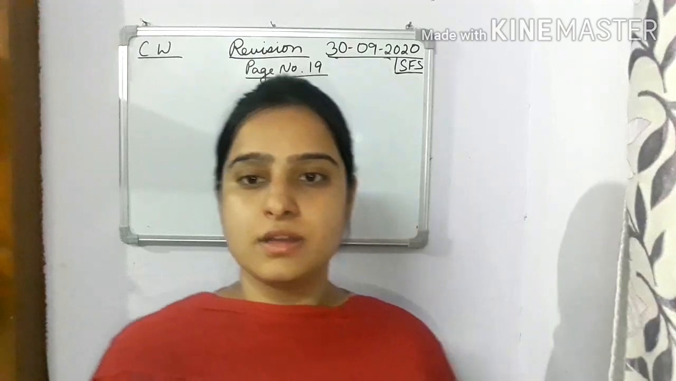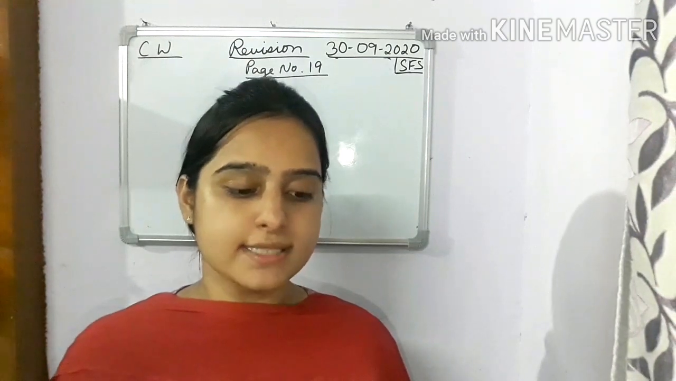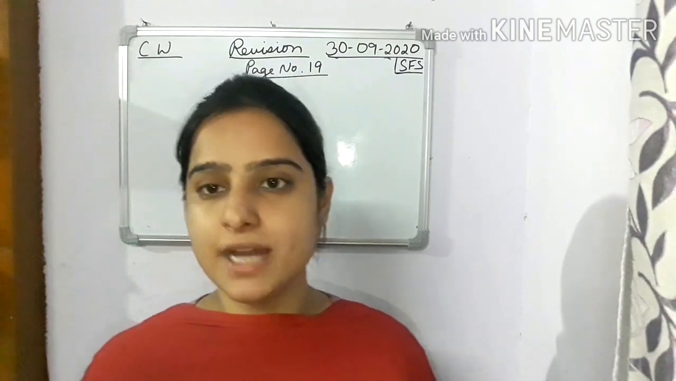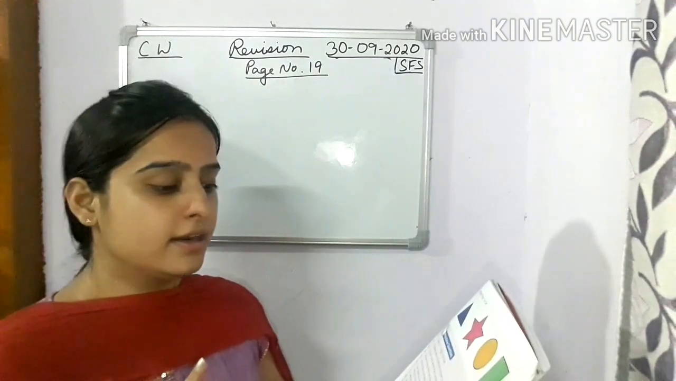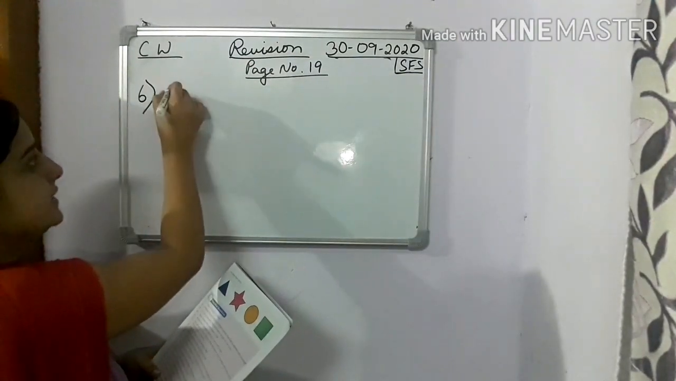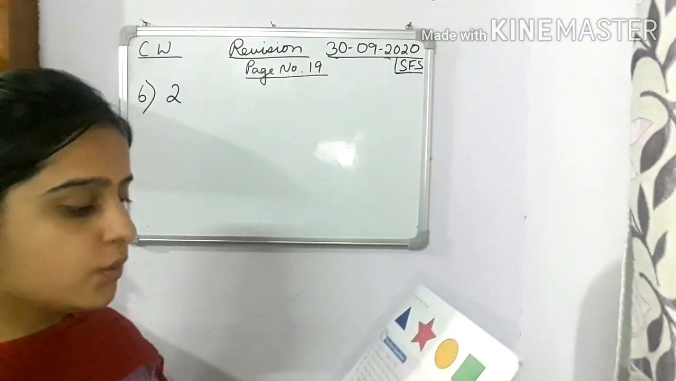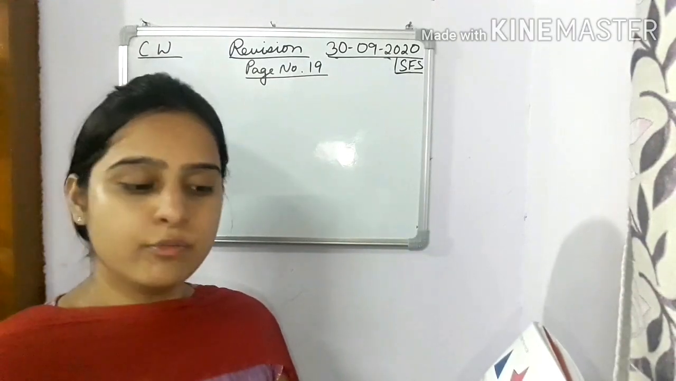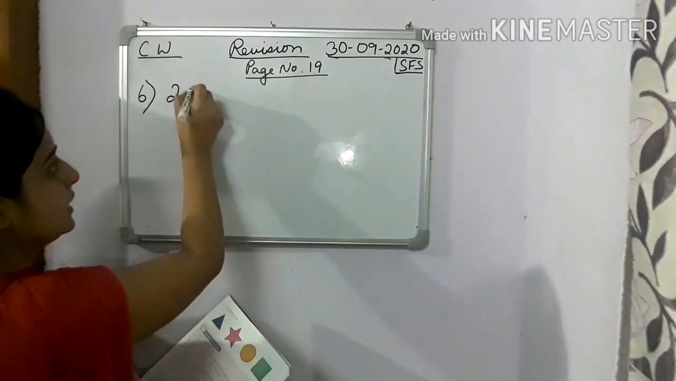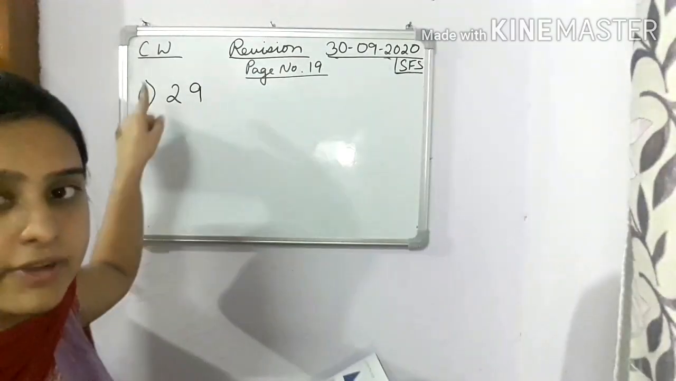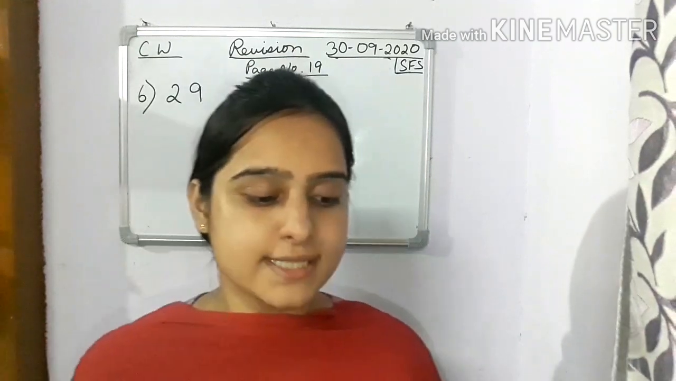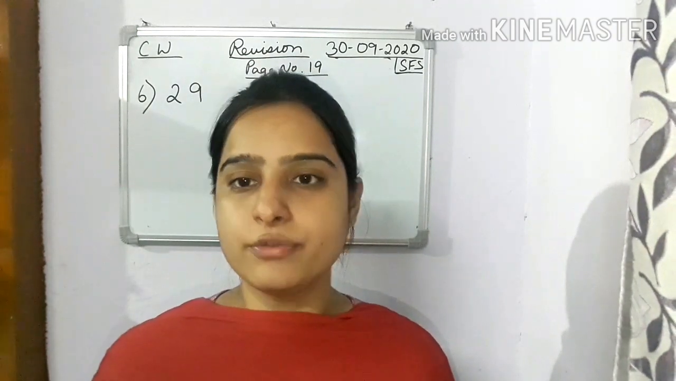Then children, let's do number 6. The abacus has 2 beads in the 10's place and 9 beads in the 1's place. So what is the number? How many beads are there in 10's place, children? 2 beads. So in 10's place, what number will come? 2. And in 1's place, how many beads are there? 9 beads. So in 1's place, what number will come? 9. So what number did we get, children? 29. Clear?